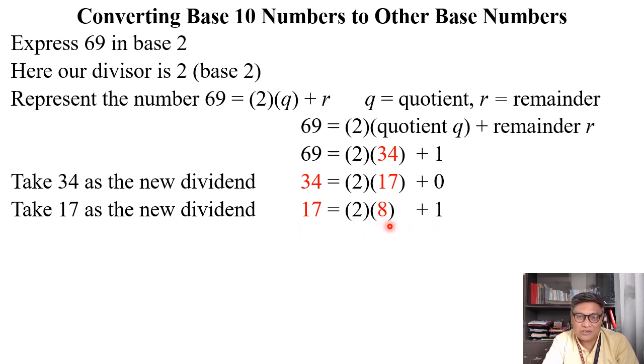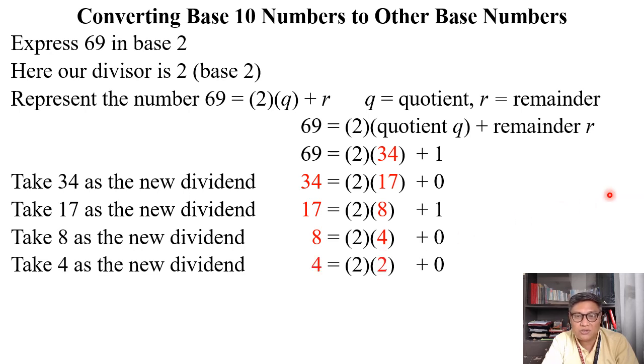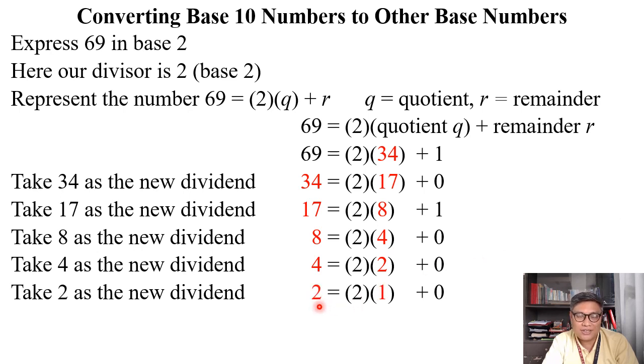Again, 8 is not yet 0. Continue dividing it by 2. So 8 divided by 2 is 4. Of course, it's an exact division, so the remainder is 0. Still 4, as our quotient, is not yet 0, so continue dividing, class. So 4 now becomes our new dividend divided by 2. The quotient is 2, and of course the remainder is 0. Again, 2 is not yet 0 as the quotient. Continue dividing again. So 2 as the new dividend divided by 2, then the quotient is 1, and the remainder is 0.